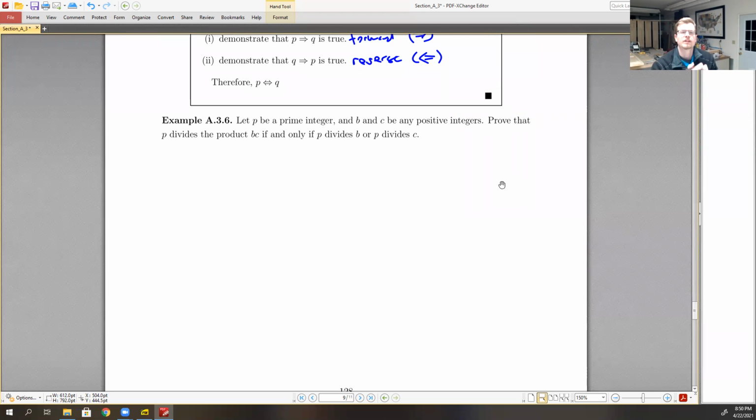All right, so let's consider this example. Let P be a prime integer and B and C any positive integers. Prove that P divides the product of BC if and only if P divides B or P divides C.